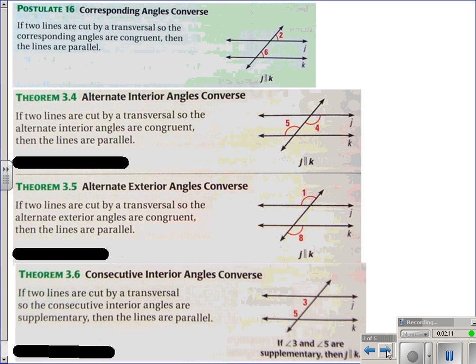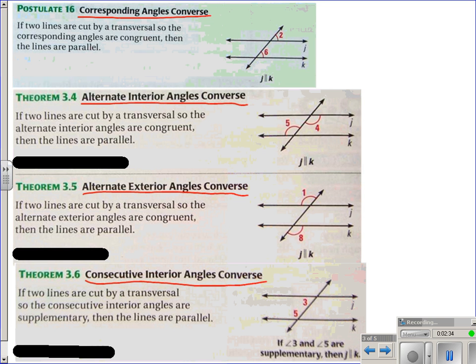Go ahead, hit pause, copy these things down. Again, with these, names are important. We're going to be doing some proofs with them. When you make a statement that lines are parallel, you need these names. Okay, so you copied all these things down.